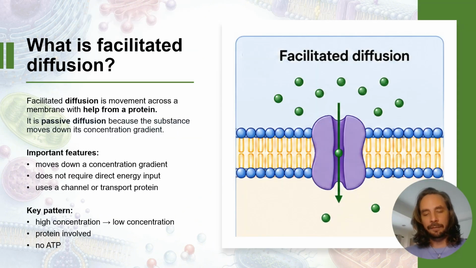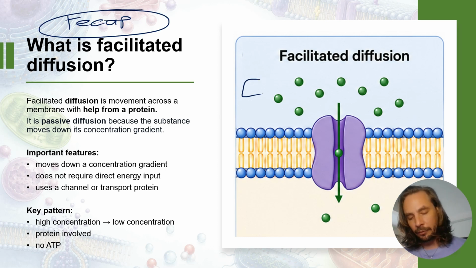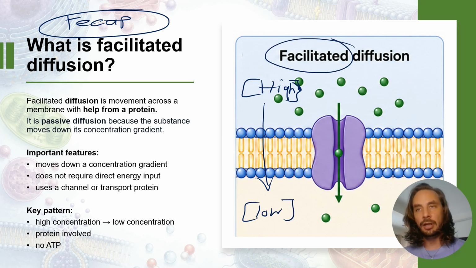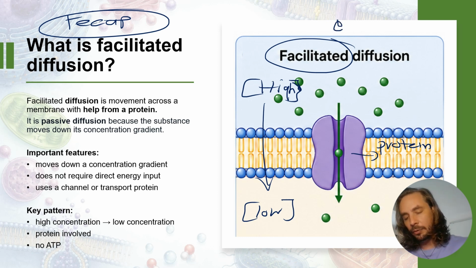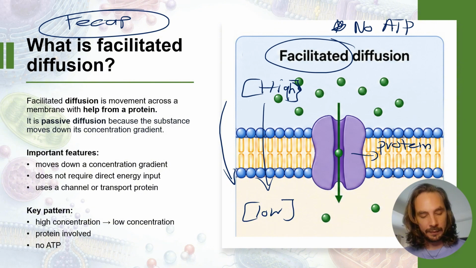So facilitated diffusion, just a recap. Facilitated diffusion is when we move from a high concentration all the way to a low concentration. It's called facilitated diffusion because there is a protein involved in assisting the molecule moving from a high to a low concentration. But very important, no ATP is required because we move down the concentration gradient.